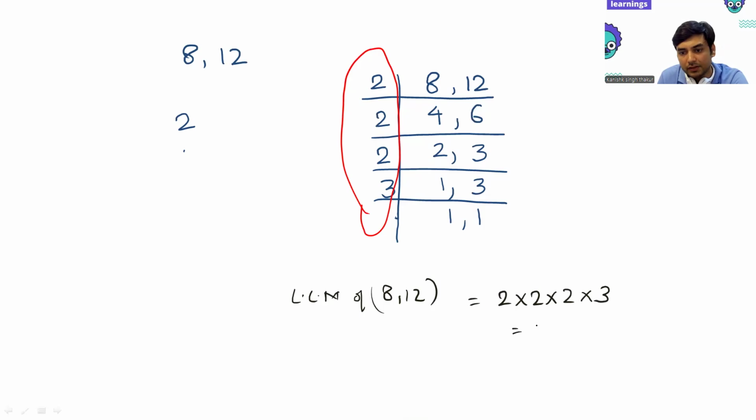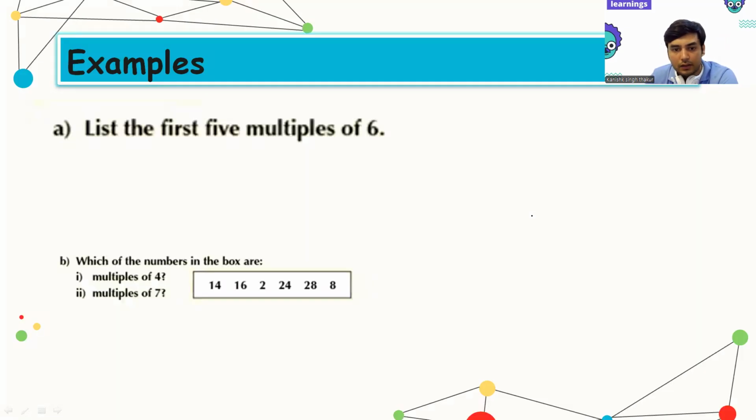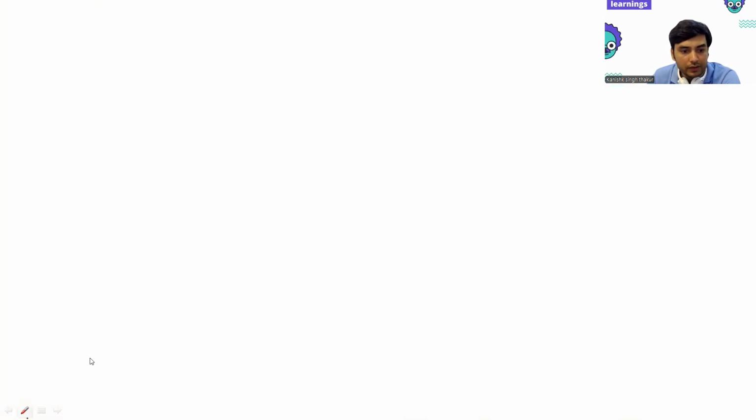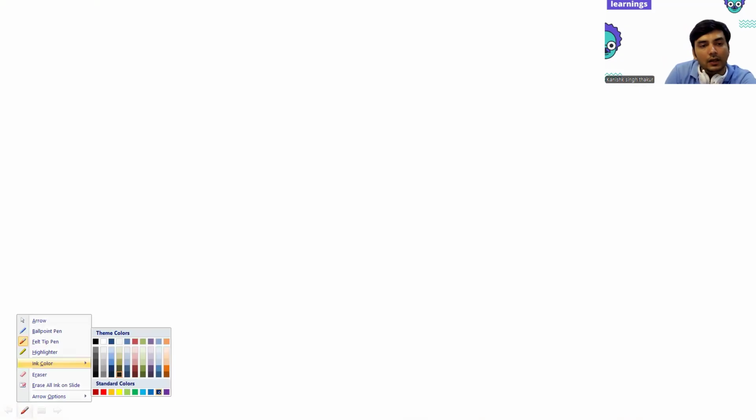So 8 times 3 is 24. Directly you can get the LCM like this. So this is how we find the LCM. Okay. Now, suppose I'm taking another example for LCM.